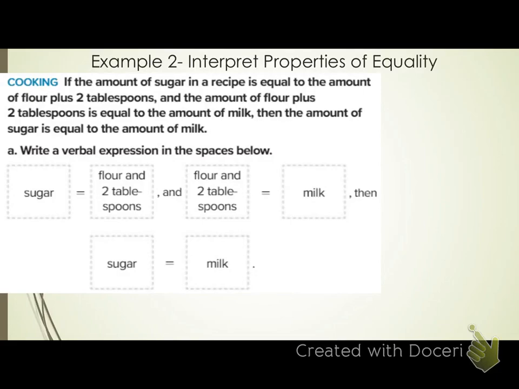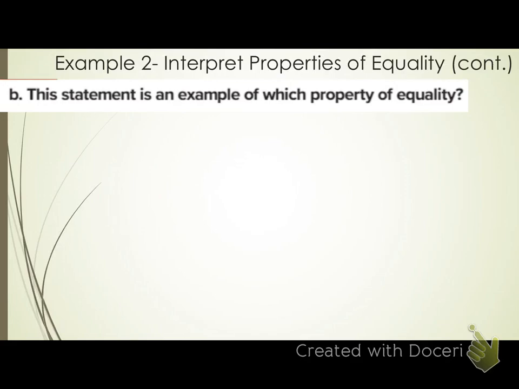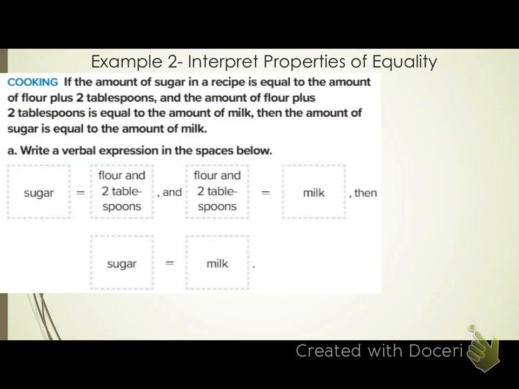So, I don't think I have the directions written here. Let me find the directions in the book. Oh, yes I do. Letter A wants us to write an expression in the spaces below given this statement up here. So it says if the amount of sugar in a recipe is equal to the amount of flour and 2 tablespoons, and the amount of flour and 2 tablespoons equals the amount of milk, then the amount of sugar is equal to the amount of milk.